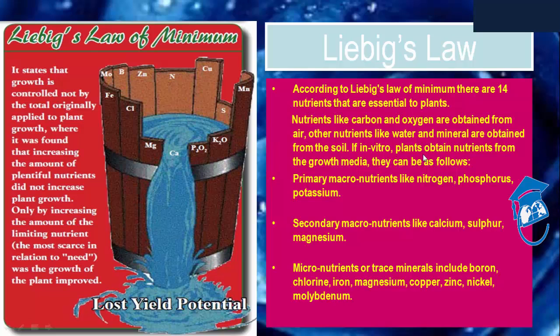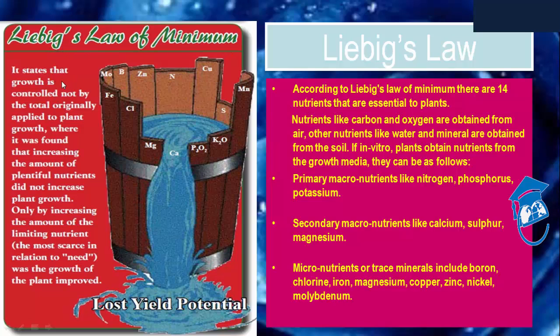If in vitro, plants obtain nutrients from the growth media, they can be as follows: primary macronutrients like nitrogen, phosphorus and potassium, that is N, P and K. K for potassium, P for phosphorus and N for nitrogen. So these are your primary macronutrients. Secondary macronutrients are calcium, sulphur and magnesium. And micronutrients are trace minerals which include boron, chlorine, iron, magnesium, copper, zinc, nickel and molybdenum. So this is your Liebig's law of minimum.